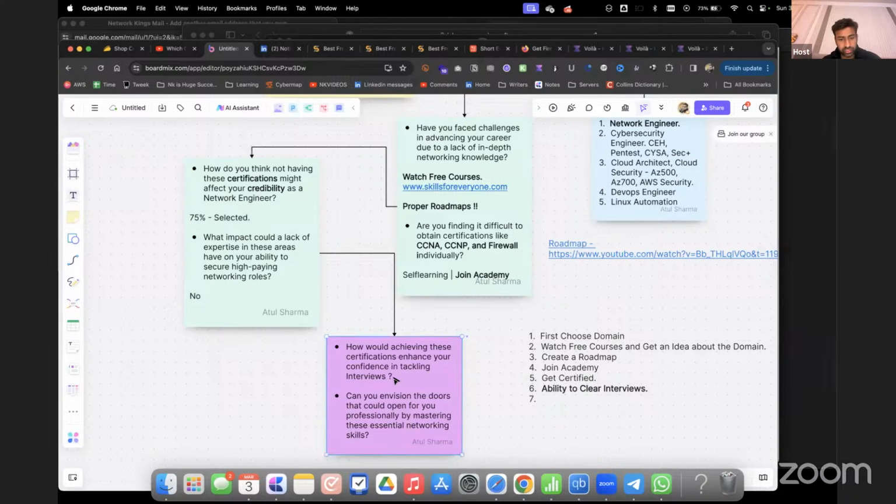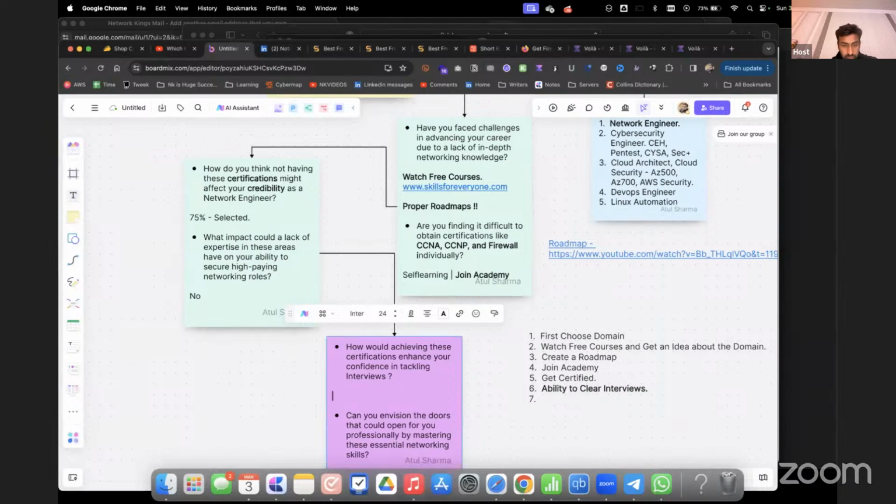So how would achieving these certifications enhance your confidence in tackling interviews? If you get certified with real knowledge, I would say real knowledge. Real knowledge means when you learn from real people.